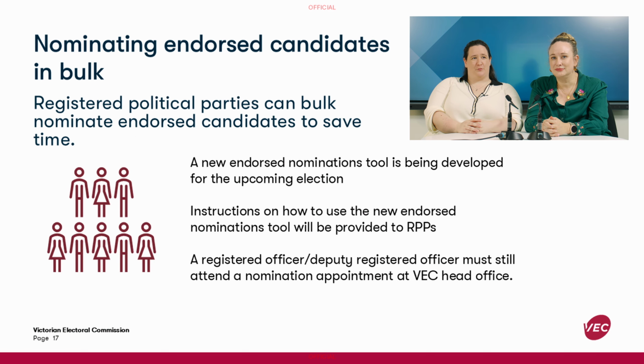For registered political parties, the easiest way to prepare the nomination forms on behalf of your endorsed candidates is to use the Endorsed Nominations tool to input each candidate's details before attending the nomination appointment. Each candidate will still need to sign the declaration on Part 2 of their own nomination form, and the registered officer must sign Part 1 of the nomination form as well. We're developing a new system for this election to make nominations for RPPs even smoother, and we'll share instructions on how to use the new system with registered political parties ahead of the nomination period.